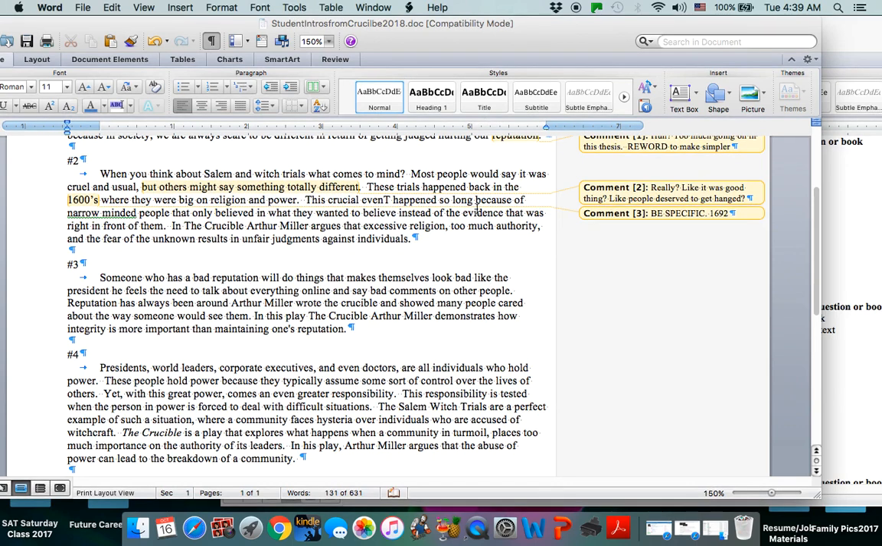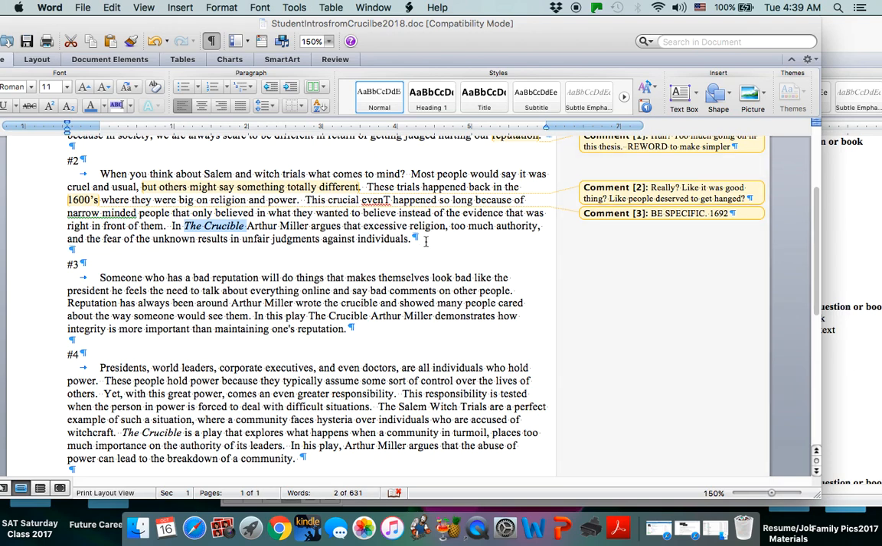"Happened so long because of narrow-minded people that only believed in what they wanted to believe instead of the evidence that was right in front of them." Well, that's true. In The Crucible, again, this should be in italics. "Arthur Miller argues that excessive religion, too much authority, and the fear of the unknown results in unfair judgments against individuals." Wow, that's actually really good. Excessive religion, too much authority, fear of the unknown, and those are the things that resulted in unfair judgments. So the thesis rocks.